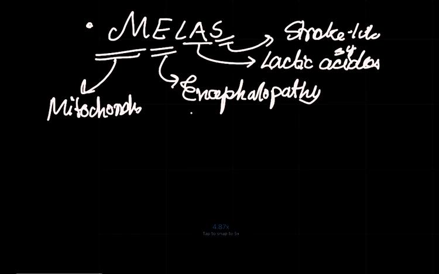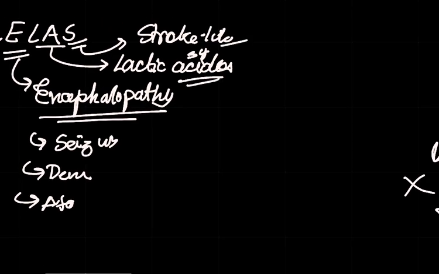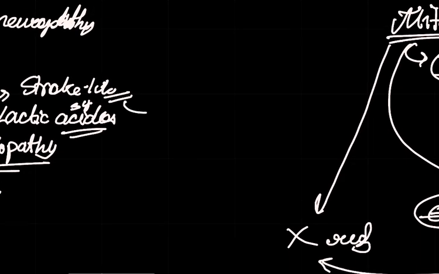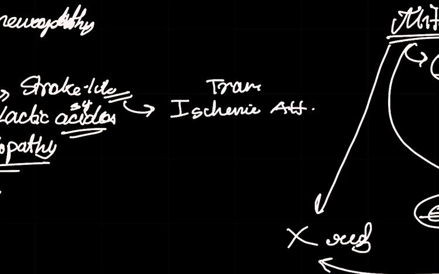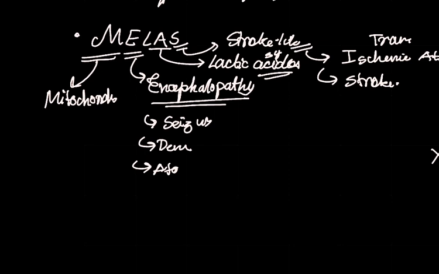Encephalopathy means the problem is with the brain, which is obviously going to manifest as seizures, dementia, ataxias, right? Lactic acidosis, stroke-like syndrome. That means the patient gets a lot of transient ischemic attacks and strokes as well, and obviously the patient would get seizures. And let's see, encephalopathy, lactic acidosis, yes, from the name itself we can understand.